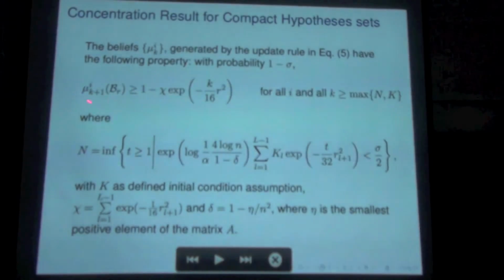So the belief on a ball of radius r is bigger than 1 minus something that decays exponentially fast, with probability 1 minus sigma. And this is a ball where the optimal parameter is located. So what this is saying is you fix a ball of radius r, and the belief in this ball around the optimal parameter is going to be very close to 1 when k is very large, because this goes to 0. You just need to do a lot more mathematics to prove exactly the same result, but it's the same.